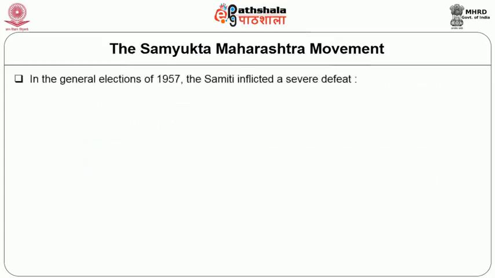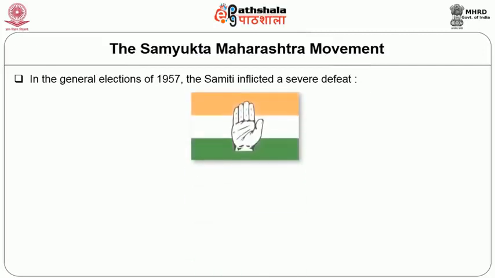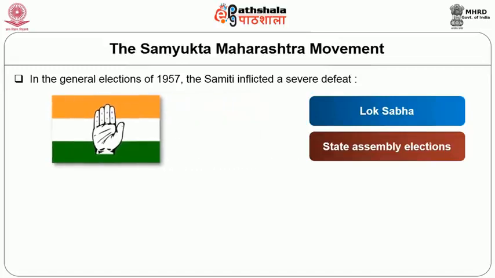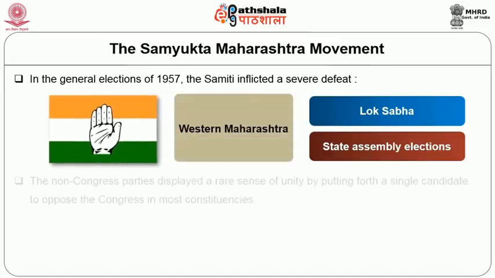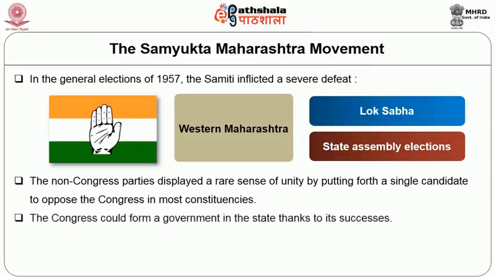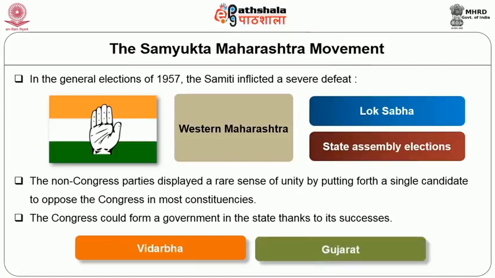In the general elections of 1957, the Samiti inflicted a severe defeat on the Congress both in the Lok Sabha and the State Assembly elections, particularly in Western Maharashtra. The non-Congress parties displayed a rare sense of unity by putting forth a single candidate to oppose the Congress in most constituencies. The Congress could form a government in the state thanks to its successes in Vidarbha and Gujarat.